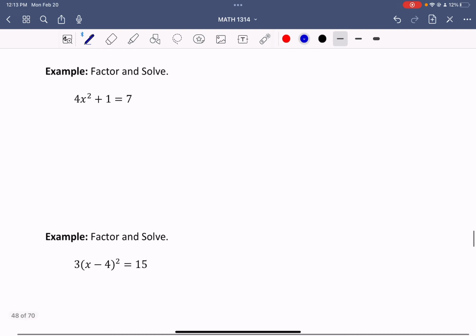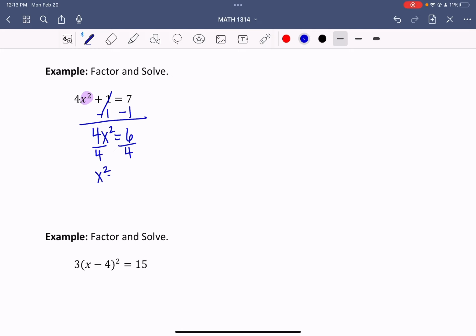This one says factor and solve 4x squared plus 1 equal to 7. So step 1, we're going to isolate the squared. We want to get this squared term completely by itself. So I'm going to subtract 1 from both sides. That gives me 4x squared equal to 6. Divide both sides by 4. That gives me x squared equal to 3 halves. Now that I have the x squared isolated, I'm going to square root both sides.